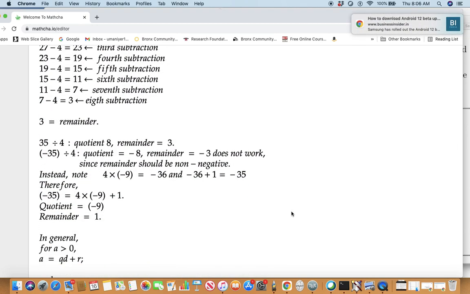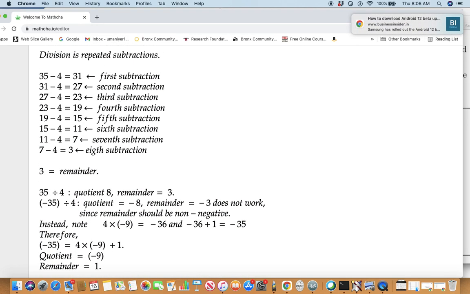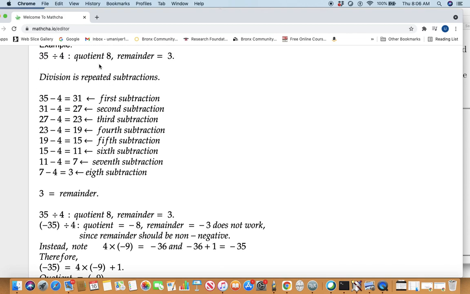15 minus 4 is 11. That is my sixth subtraction. 11 minus 4 is 7. That's my seventh subtraction. 7 minus 4 is 3. That's my eighth subtraction. And we stop because that's smaller than 4. So there were 8 subtractions and 3 is the remainder. So quotient is 8, remainder is 3.